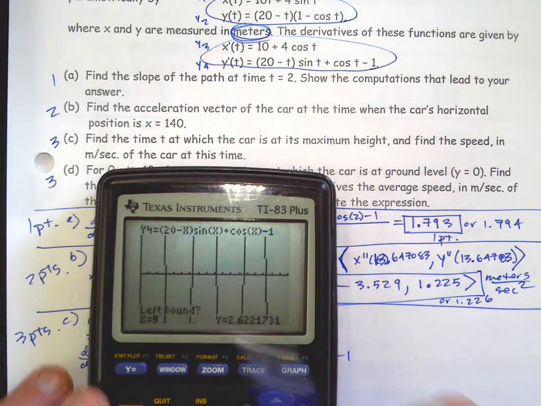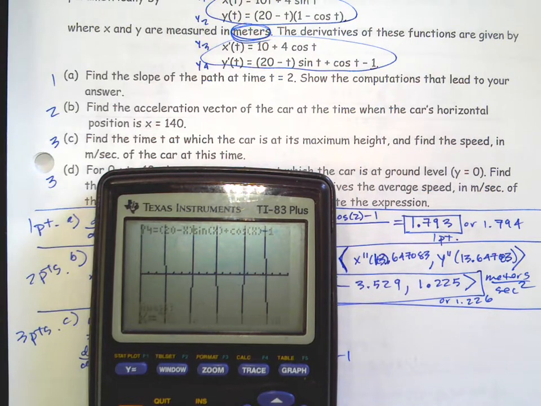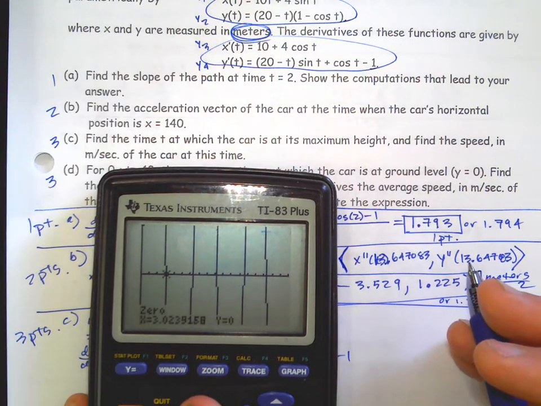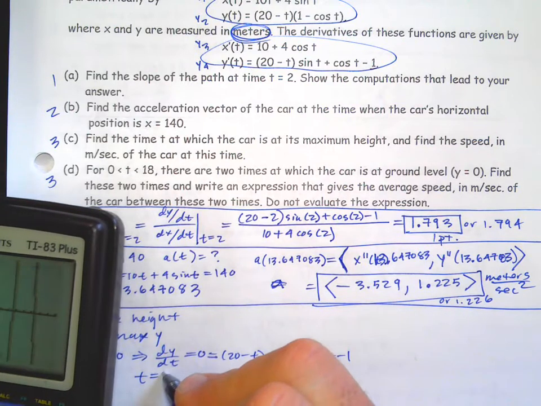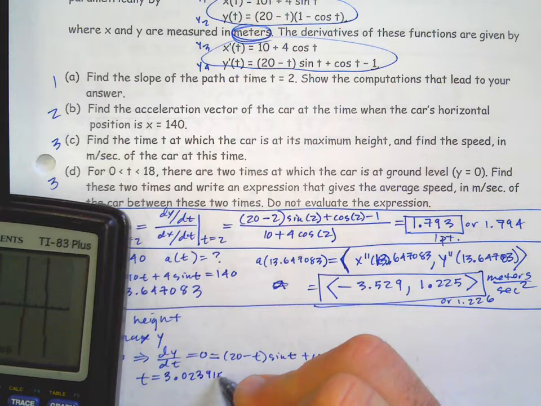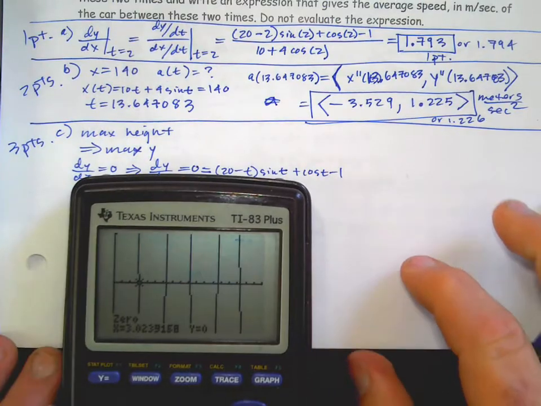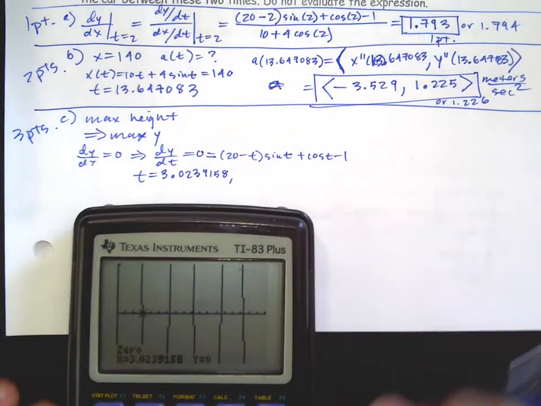Looks like there's one around 3, so I'm going to say 2 to 4, guess 3. I thought maybe it'd be like pi or something. It's 3.0239158. Carrying extra decimals, I got to use these for future calculations. So we need to keep going. Find all these. Second calc.